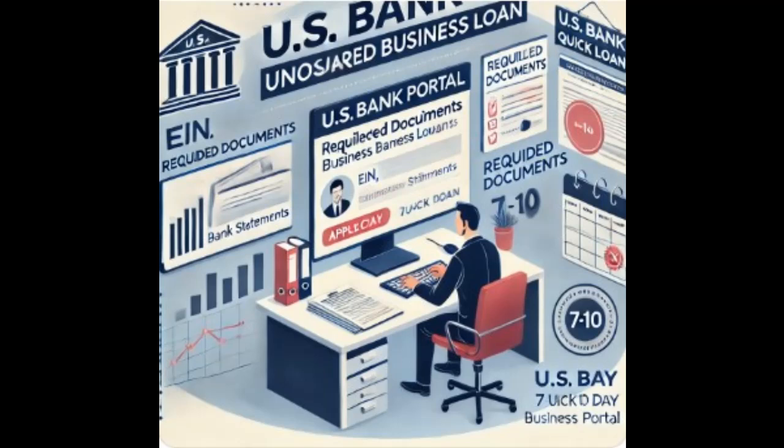Ownership details: all owners with 20% or more stake must be included in the application. Credit status: unlock any credit freezes with Equifax or Experian before applying.